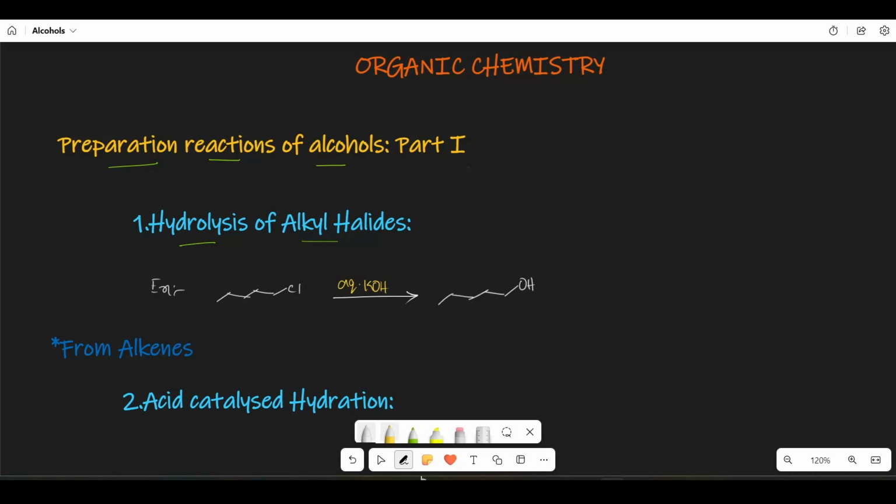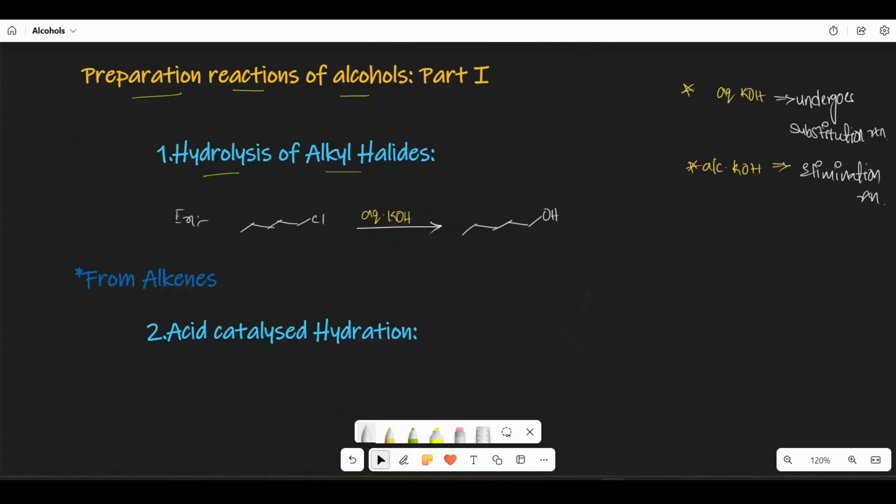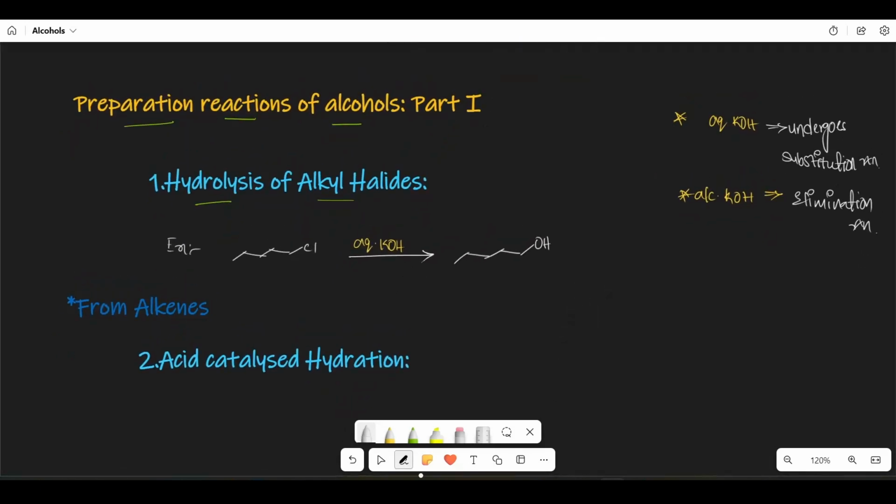Let me write it over here. Important: if it is aqueous KOH, it undergoes substitution reaction, and in case it is alcoholic KOH, it undergoes elimination reaction. So I hope it's clear. This is the hydrolysis of alkyl halides.